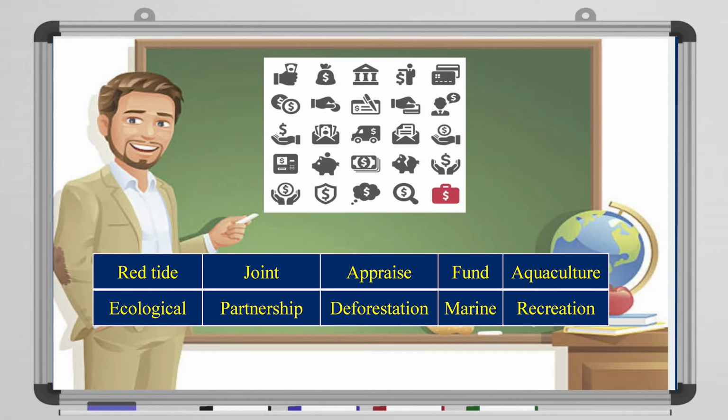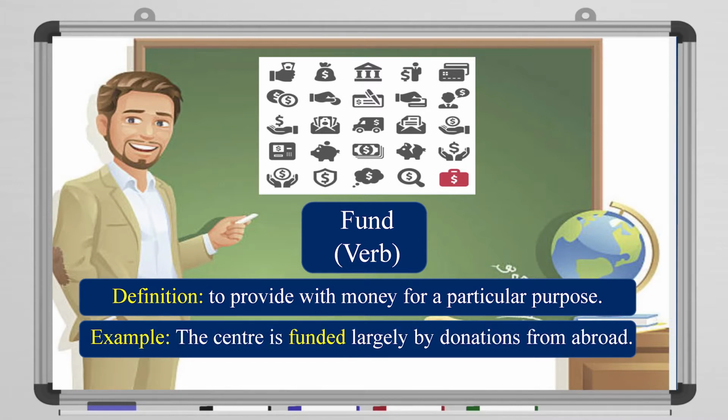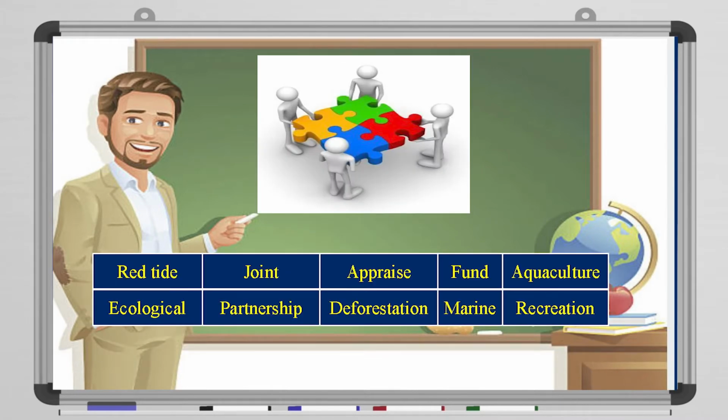So you have a picture of money, dollar signs. So did you get that? So when you're giving money to someone, what are you doing? You are funding them. Very good. So the word fund is a verb, and it means to provide with money for a particular purpose. So you're giving money for a particular purpose or a project, for example. So for example, the center is funded largely by donations from abroad. So people give them money. They fund them with money. Did you get that? Let's look at another word.